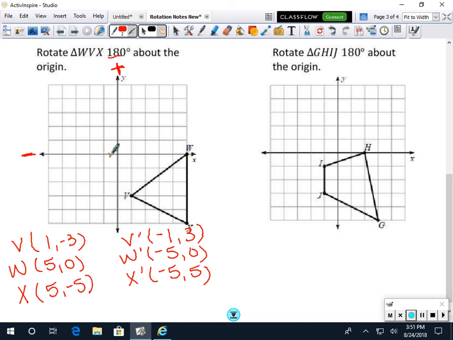Okay, so I'm going to plot my point, negative 1, 3, negative 5, 0, and negative 5, 5. And there is the graph of my new shape.